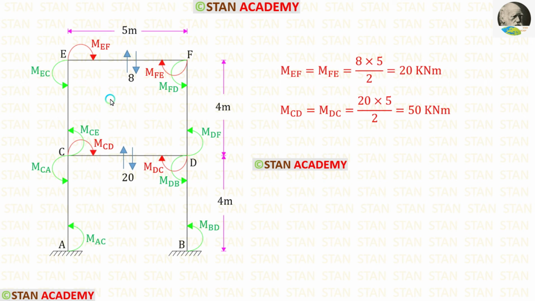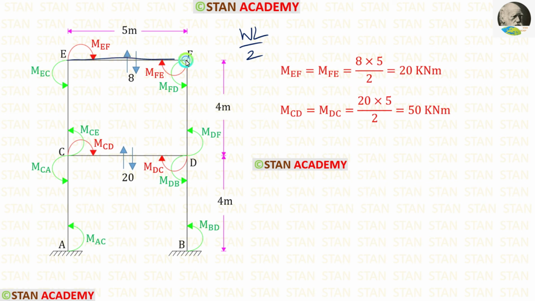We know that the moments in the columns will be acting in the anti-clockwise direction, and the moments in the beams will be acting in the clockwise direction. First, we have to find the moments in the beams. For that, we can use the formula WL upon 2.